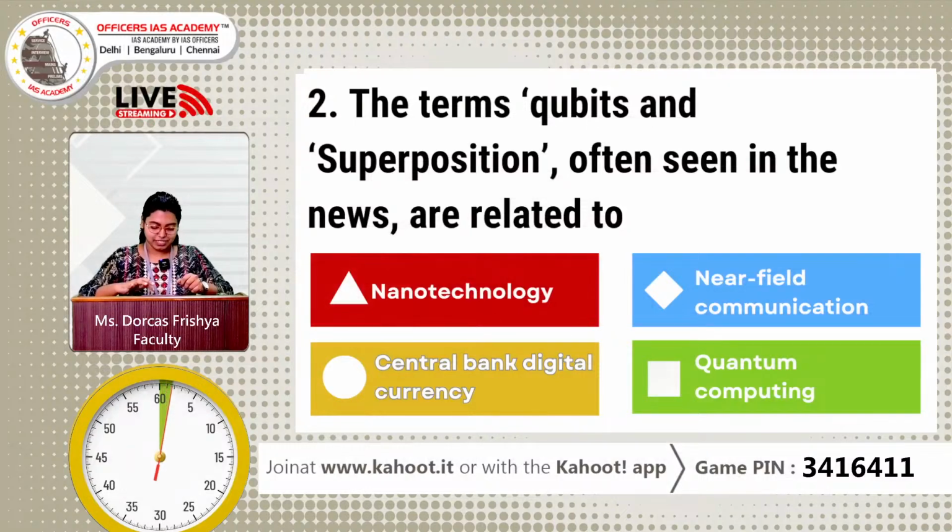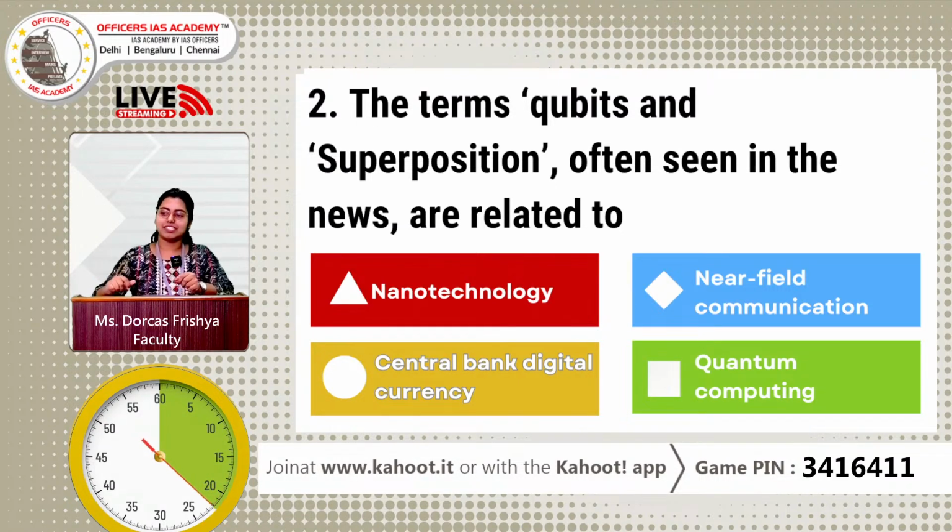Question number 2 of the day. Question number 2 on your screen. The terms qubits and superposition often seen in the news are related to dash. A, nanotechnology. B, near field communication. C, central bank digital currency. And D, quantum computing. Okay, so it's a current affairs based question, and of course an easy question too.